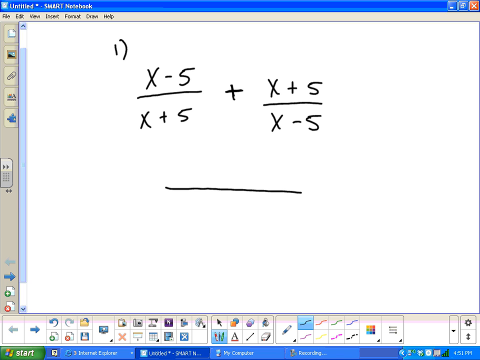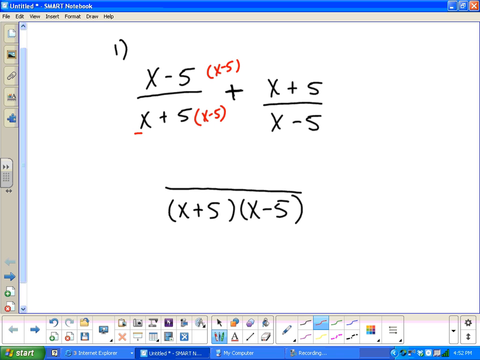They're both binomial factors, and there's nothing in common, so the common denominator is just going to be both of those: x plus 5 times x minus 5. Now I have to modify my numerators. Going from x plus 5 to x plus 5 times x minus 5 means I multiplied the denominator by x minus 5, so I have to multiply the numerator by x minus 5.